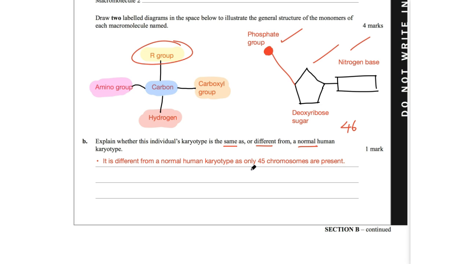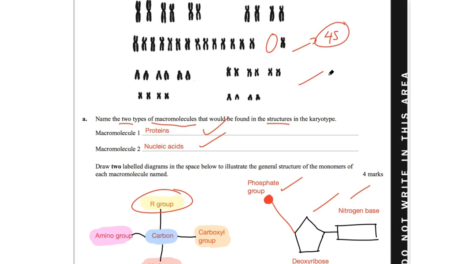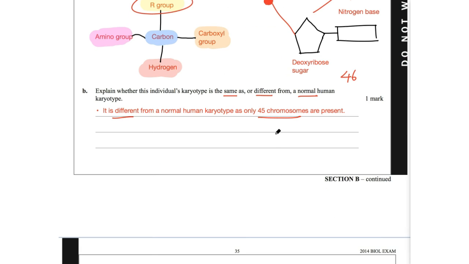So we need to actually make reference to that. First and foremost, I state that it's different. It's different from a normal human karyotype as only 45 chromosomes are present. Saying they should be 46 doesn't actually get you the mark in this particular case. It needs to be specific to this particular karyotype here, hence why we need to say 45 chromosomes are present. We could have also added on to that sentence, 45 chromosomes are present, whereas 46 should be, but 45 is indicative there, and we're all good.